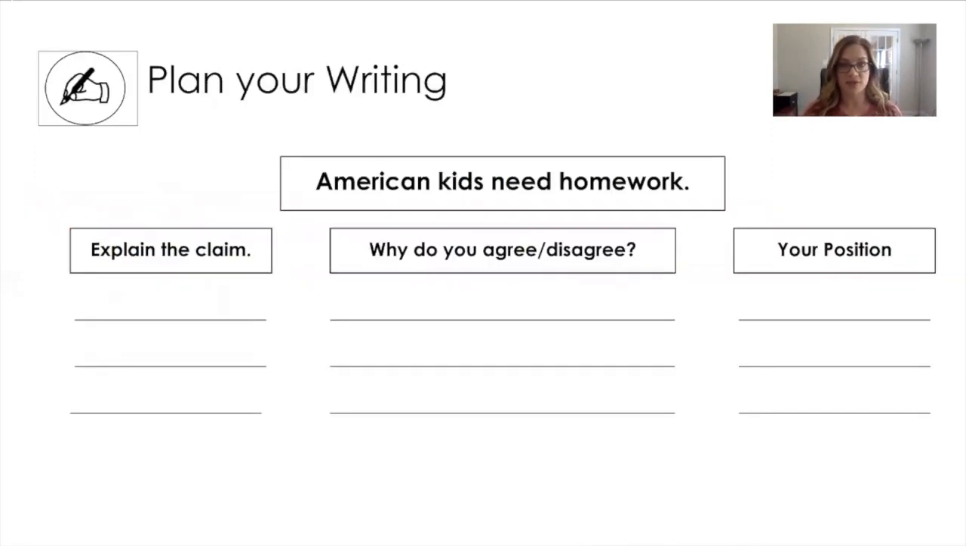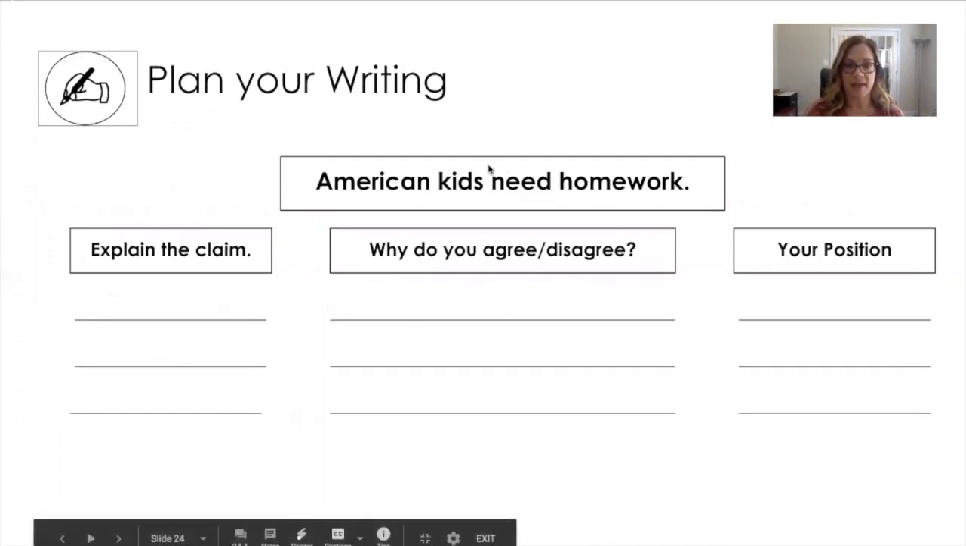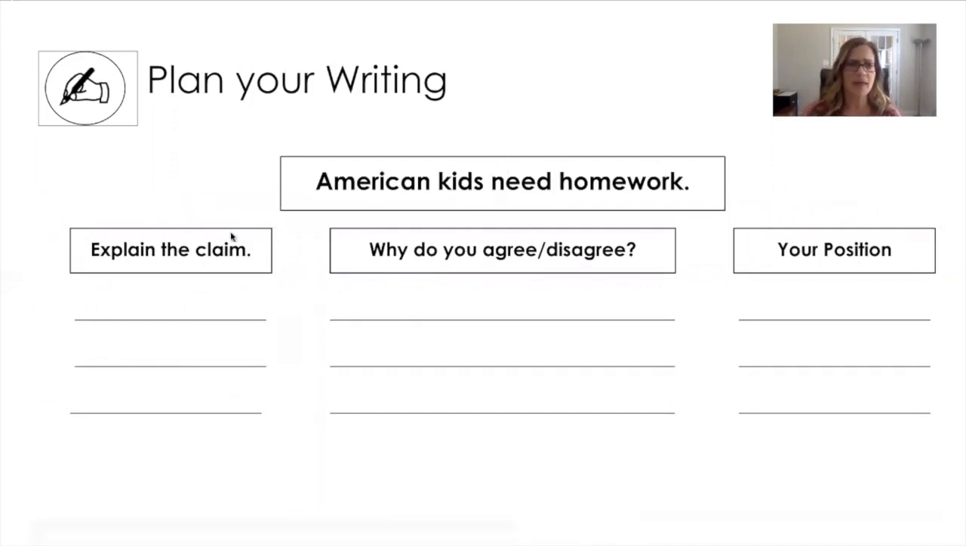Here's a great way that you could use to plan your writing since you're having to have a lot of components together. So I have my claim, from the article, American kids need homework. This leaves a place for you to explain that claim. So you're just explaining the claim from the article. Then moving on here, why do you agree or disagree with that claim? I'm sure there are plenty of you that disagree, but some of you might agree with it, especially as you're starting to get older. You're in middle school now.